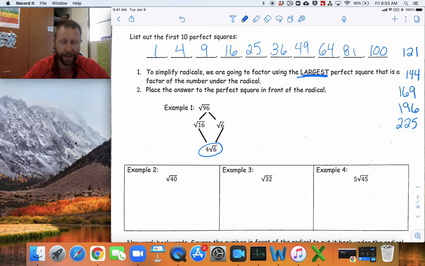I'm going to check every perfect square underneath 20, right? I just go to half and then check every perfect square under that. So the next perfect square under 20 is 16. Well, 16 doesn't go into 40. 9 is the next one. 9 doesn't go into 40 either. 4 is my next one. And 4 does go into 40.